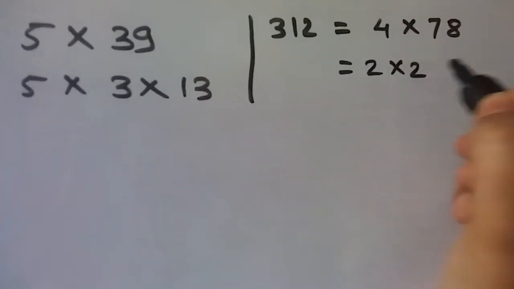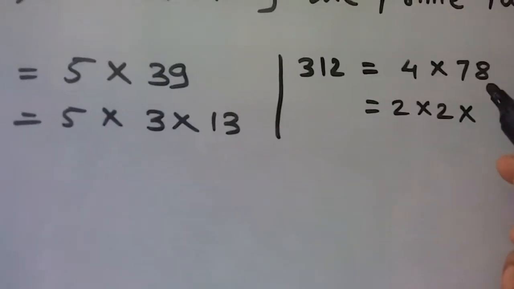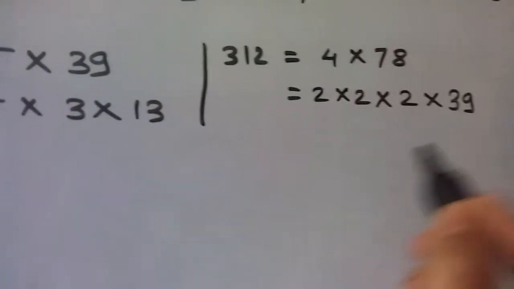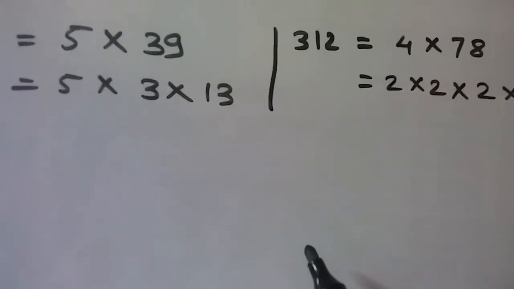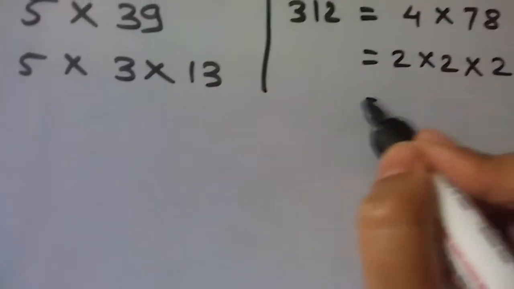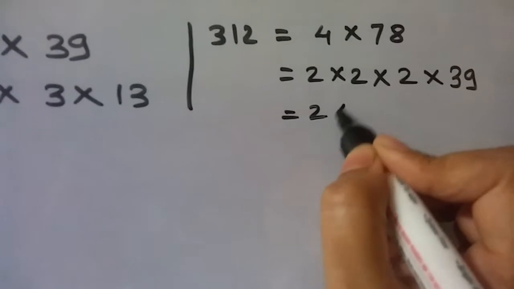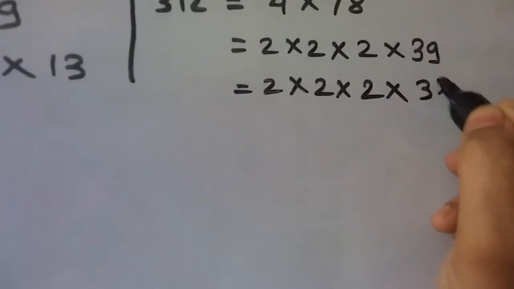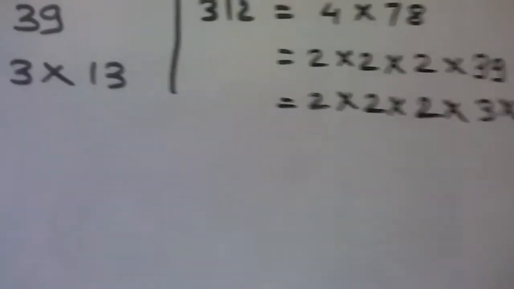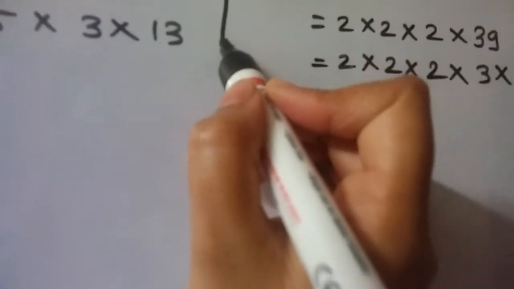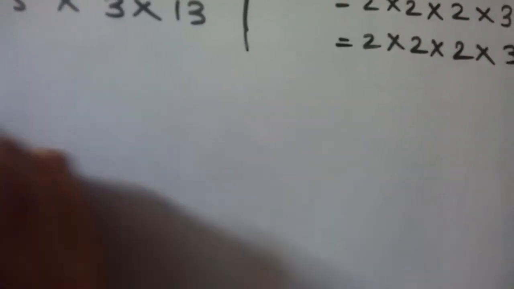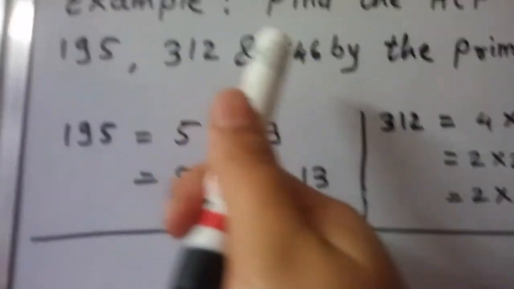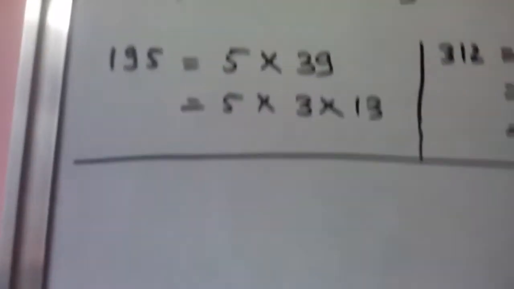4 is 2 multiplied by 2, and this 78 is 2 multiplied by 39. Now factorize this 39: so 312 is 2 multiplied by 2 multiplied by 2 multiplied by 3 into 13. And now the last number, 546.